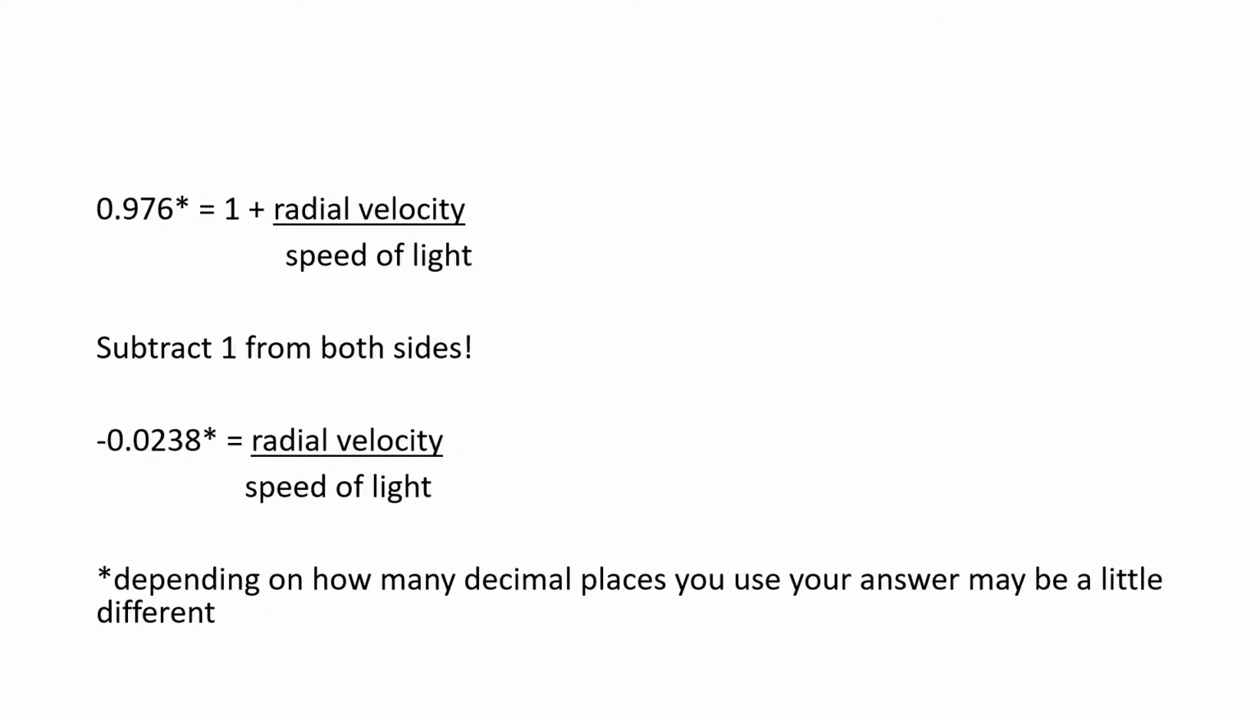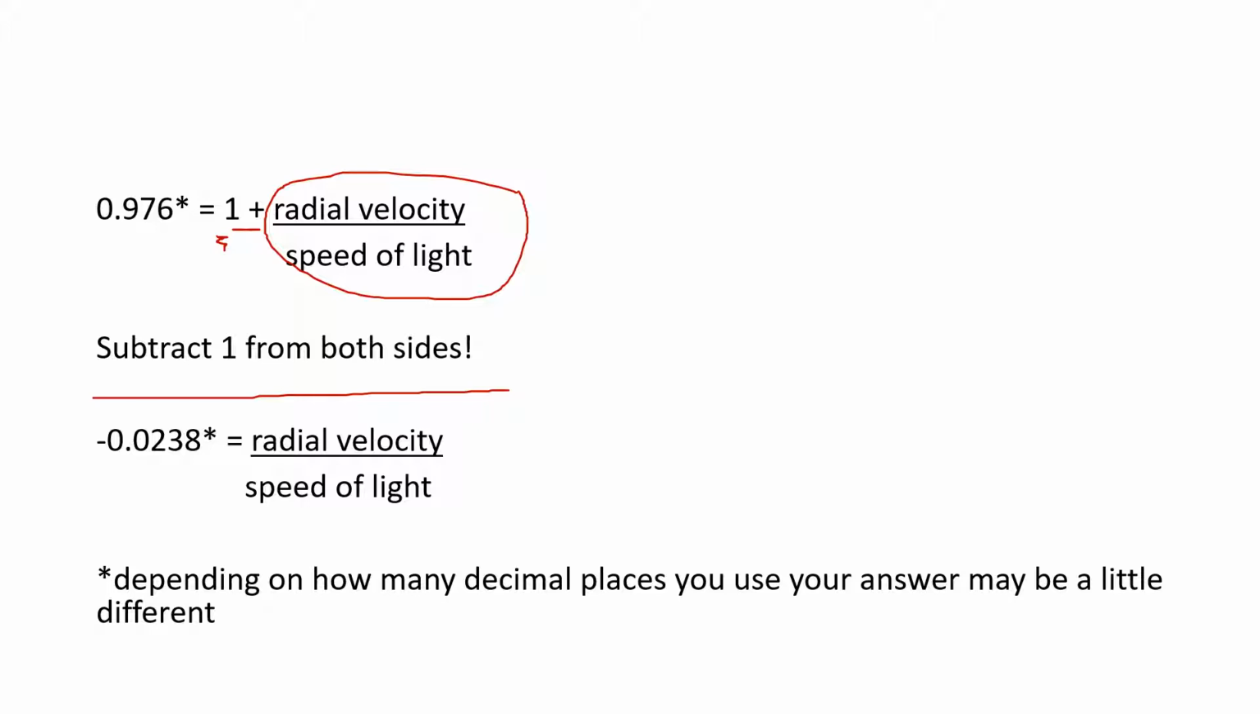Now here's another place where people make mistakes in the algebra. You want to get all of this stuff over here by itself. You want to isolate it. So you have to get rid of this 1 here. You don't multiply or divide that 1. See how it's an addition problem? You need to subtract the 1 from both sides. So if you subtract 1 from 0.976, you get negative 0.0238.